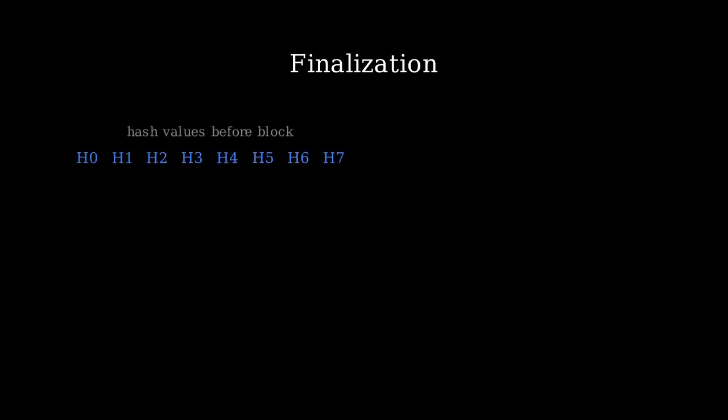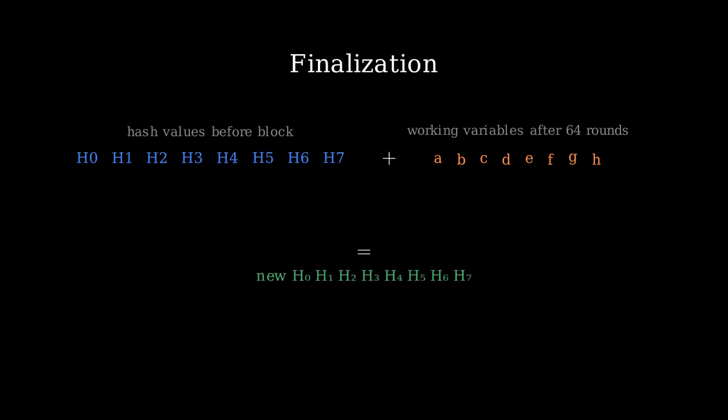After all 64 rounds, we add the 8 working variables back to the hash values from before this block was processed. If there are more blocks, we repeat. Once every block has been processed, we concatenate the 8 hash values, and that's our final 256-bit hash.